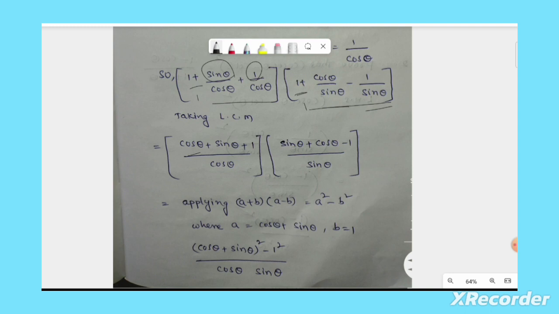Then see here what I do, I'll think about the formula of (a plus b) into (a minus b) equals a square minus b square. I can substitute this formula into this equation. So I'm taking cos theta plus sin theta as a and 1 as b. So I can write this as a square minus b square.